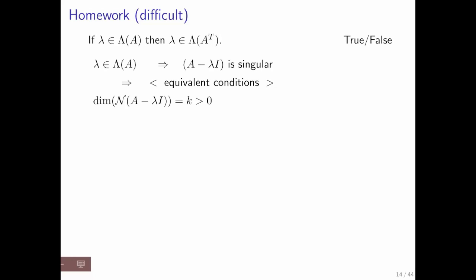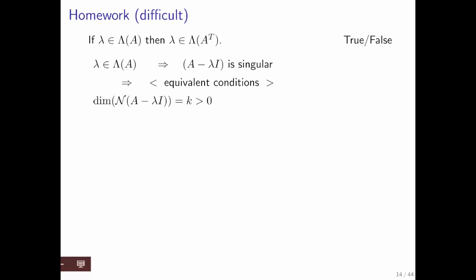What does this problem say? It says that if lambda is an eigenvalue of A, then it must be an eigenvalue of A transpose. Well, let's take lambda to be an eigenvalue of A. What we then know is that A minus lambda I is singular. That was one of the ways in which we could identify eigenvalues.